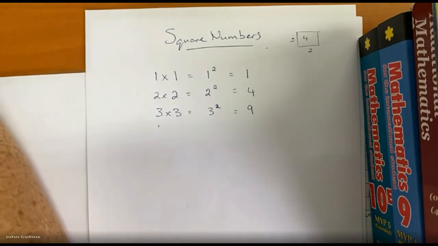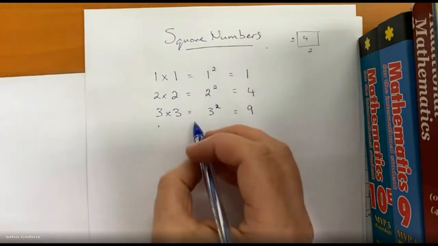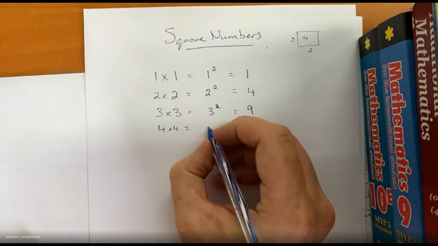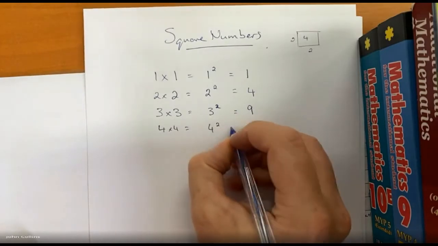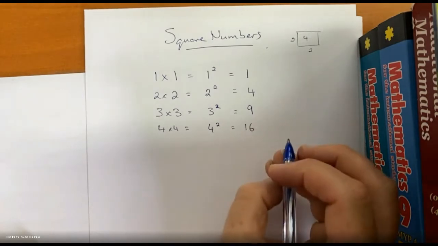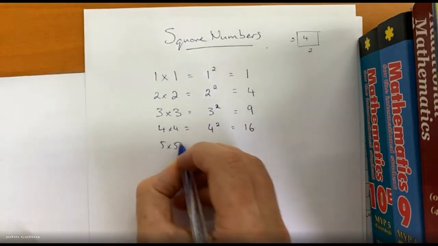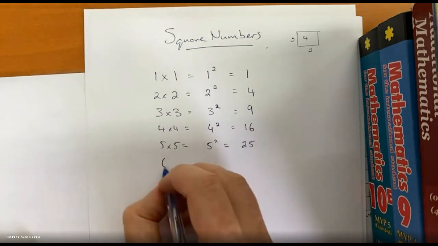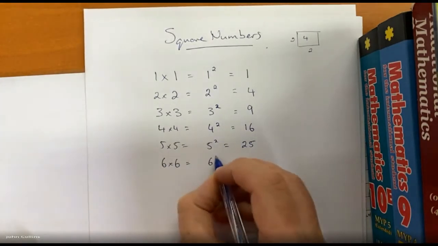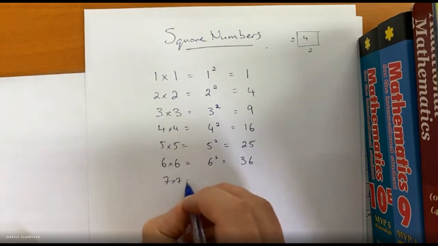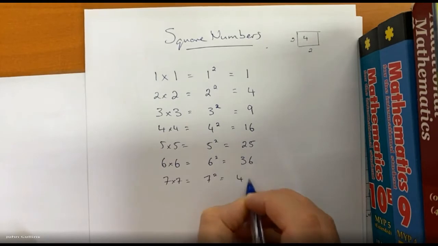Okay. So do have these in your notes because we're going to refer back to them. 4 squared is equal to 16. 5 times 5, 5 squared is equal to 25. 6 times 6, 6 squared is equal to 36. 7 times 7, 7 squared is equal to 49.